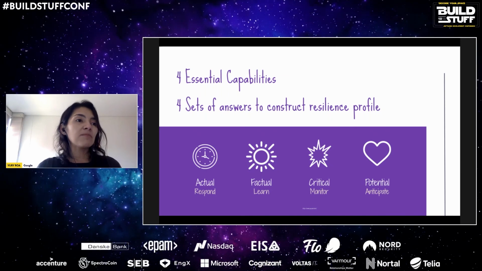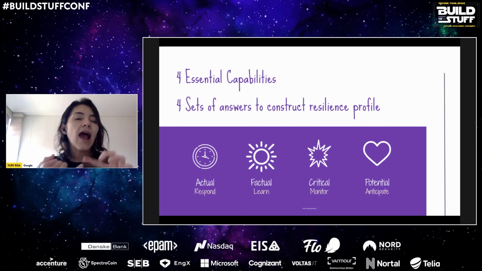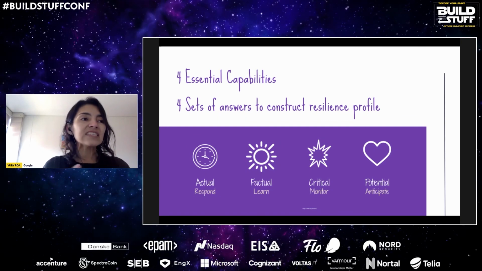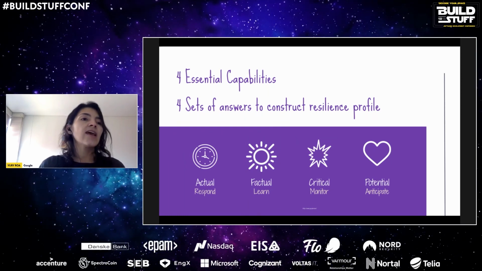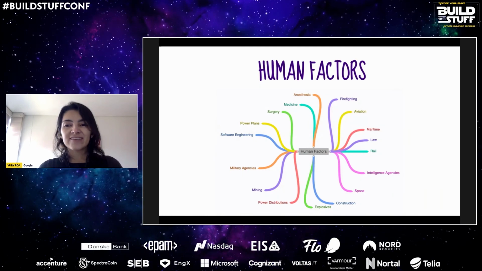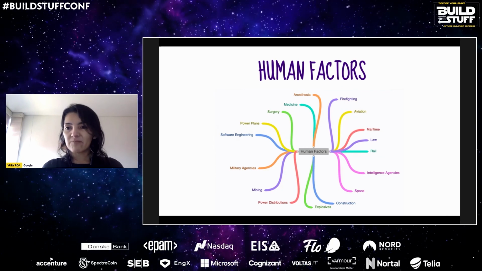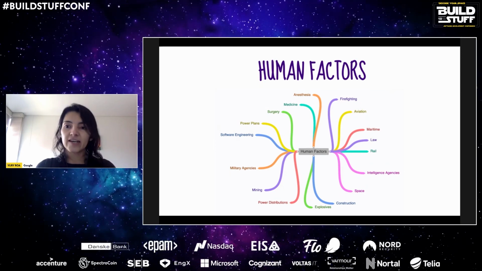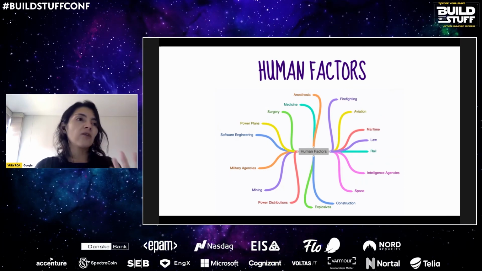The definition can be made by considering 4 essential capabilities, 4 key concepts here: actual, factual, critical, and potential, that together constitute the capacity to respond or to learn, to monitor, and to anticipate an emergency or a critical situation. So I would like to share this screen because in performing these activities, the human factors are really important here. And there are a lot of fields in science and in engineering that consider resilience and that consider these topics I was talking about.